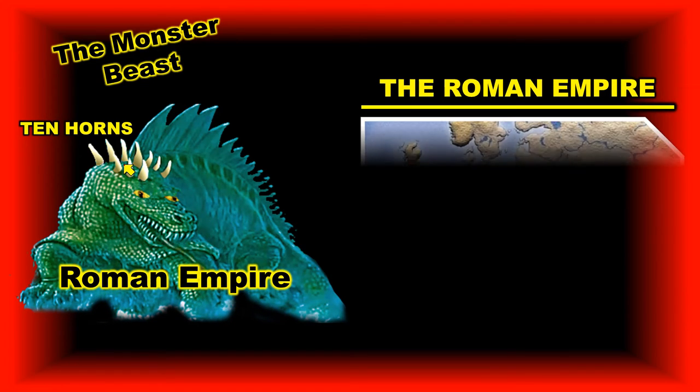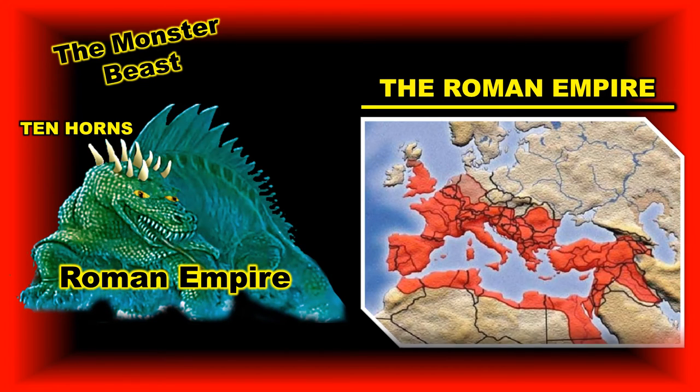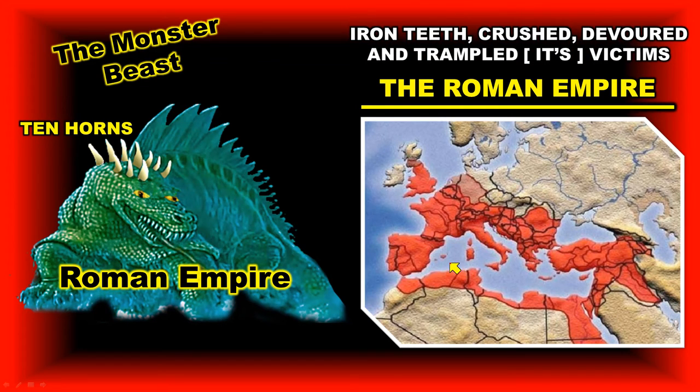And like I said, this represents the Roman Empire. Now, if we look at the Roman Empire, we notice that in its heyday, it encompassed the entire Mediterranean area. It was a very large area that it ruled. It had iron teeth, and it crushed and devoured and trampled its victims.